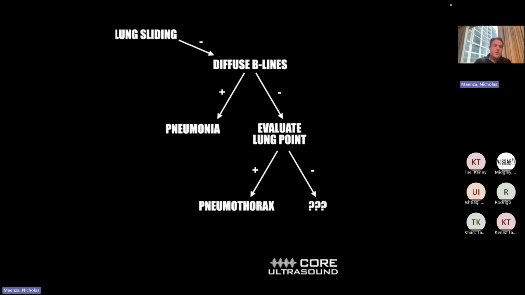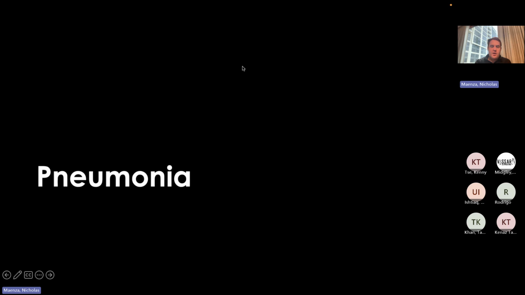All right, so the first diagnosis we're going to talk about is pneumonia. So you evaluate for lung sliding, you don't see it. And then we're going to talk about B lines next. So you do lung sliding, you don't see it. So you can either have a pneumothorax or you can have a pneumonia. At that point, you look at B lines. So we'll discuss B lines again.